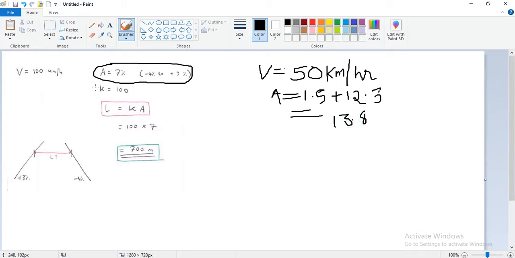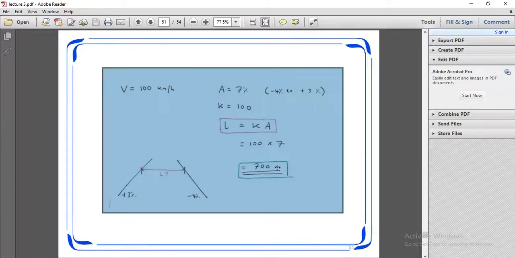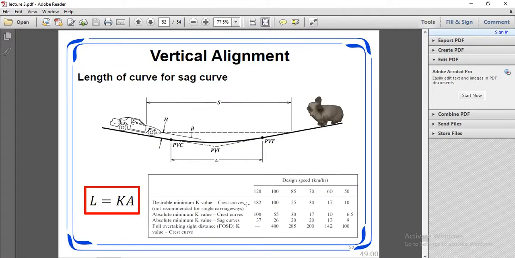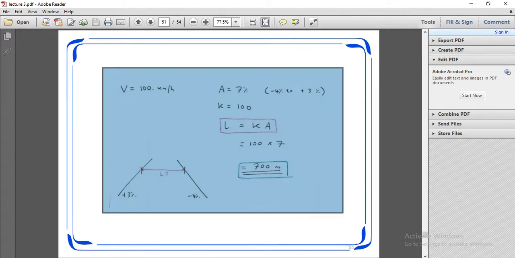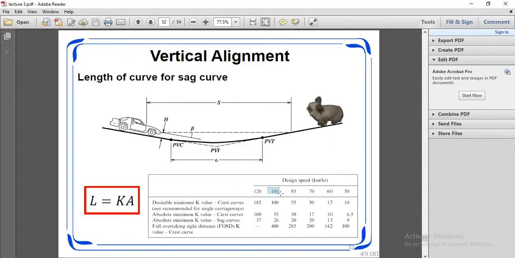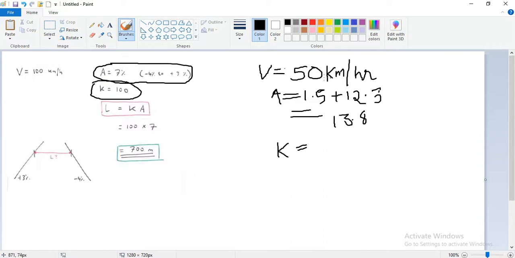Now we need to find K. It was 100 here, so the K is 100. From this we have got the desirable V. The speed was 100, so the K was 100 again. Okay, so now the speed is 50 km/h.